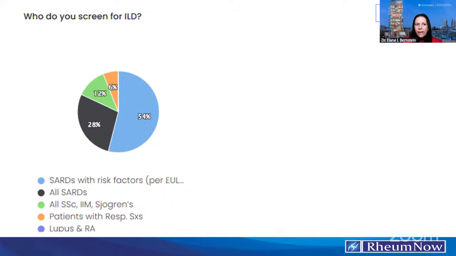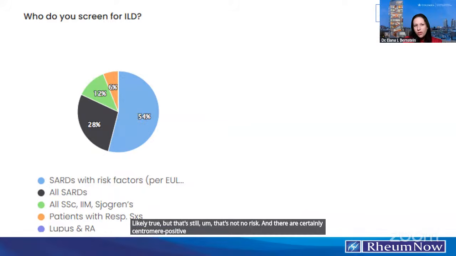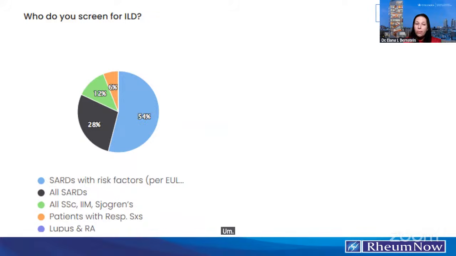Now, there are some people who might say, well, if someone has the limited cutaneous subtype and they're centromere positive, they have a lower risk of developing progressive ILD. And that's likely true, but that's not no risk. And there are certainly centromere positive patients who have gone on to lung transplant for ILD and not for pulmonary hypertension. So given a prevalence of ILD in systemic sclerosis of over 50%, I think that diagnosis in and of itself warrants full screening for ILD.